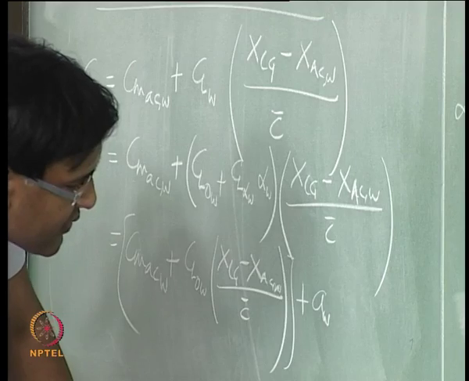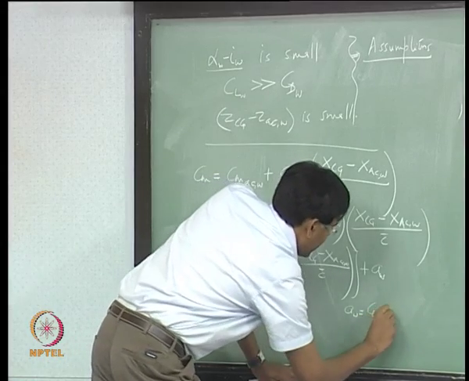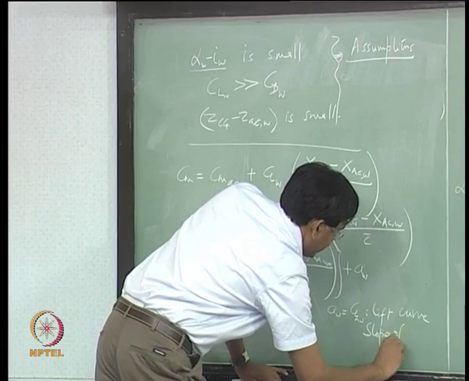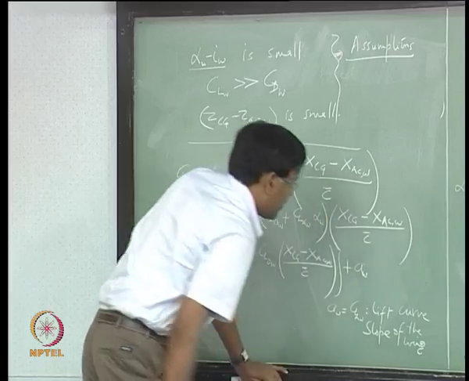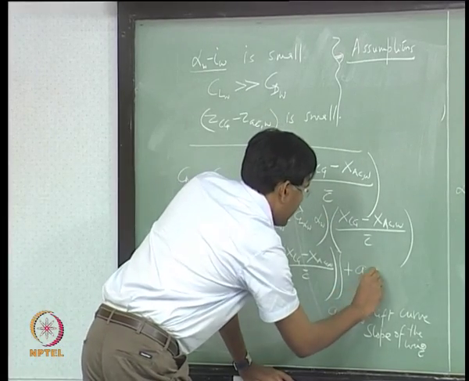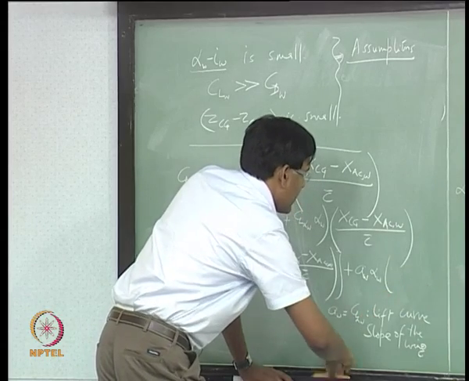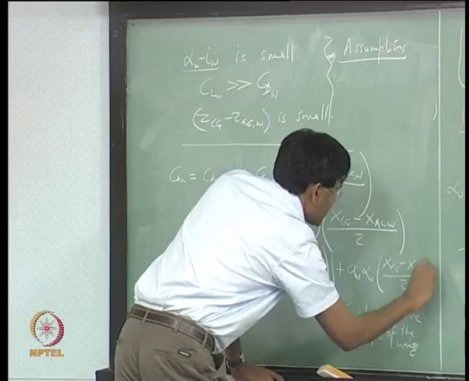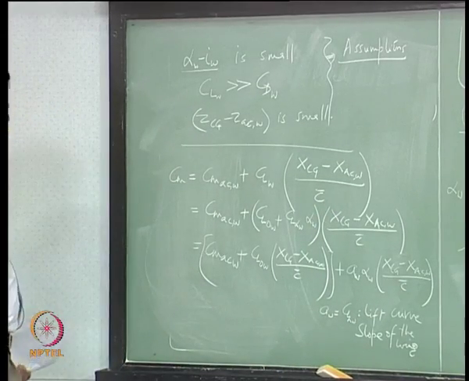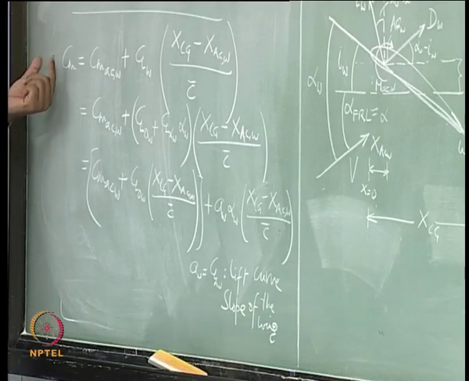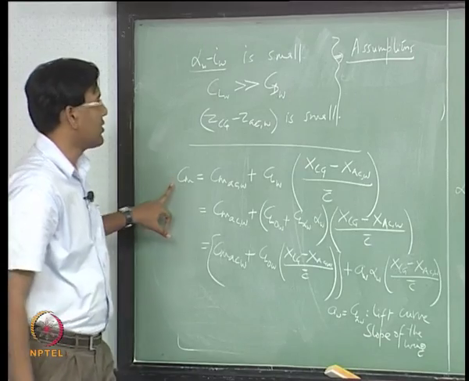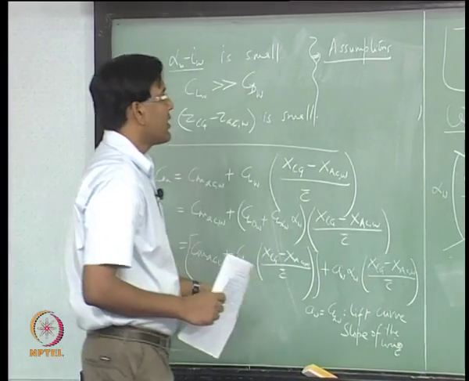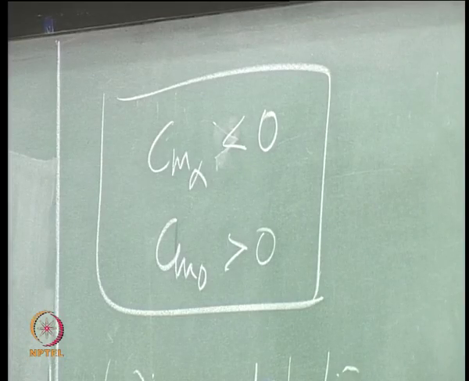AW is the lift curve slope of the wing, into alpha W, to XCG minus XACW over C bar. So, this is the expression for the total pitching moment coefficient, and what we want to do is we want to see if they are satisfying these two criteria or not. So, let us try to write down expressions for Cm naught and Cm alpha from here.